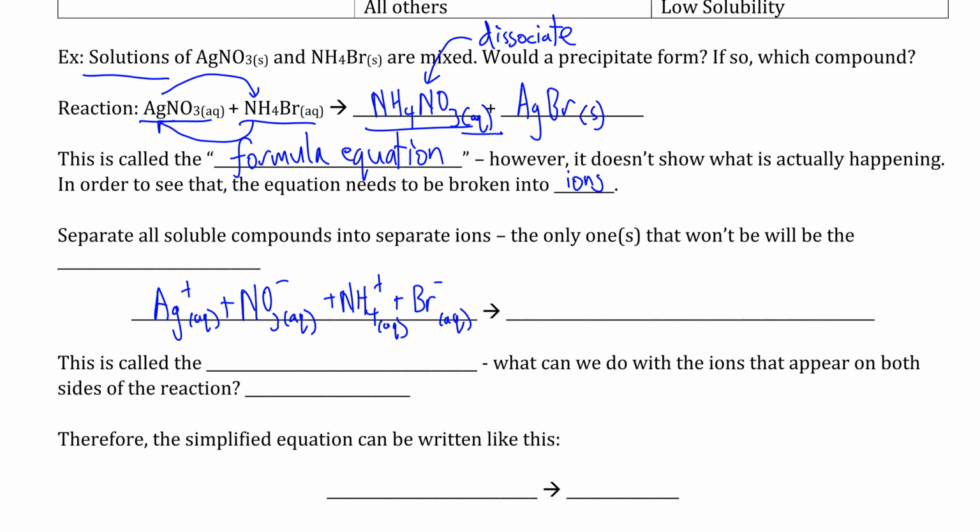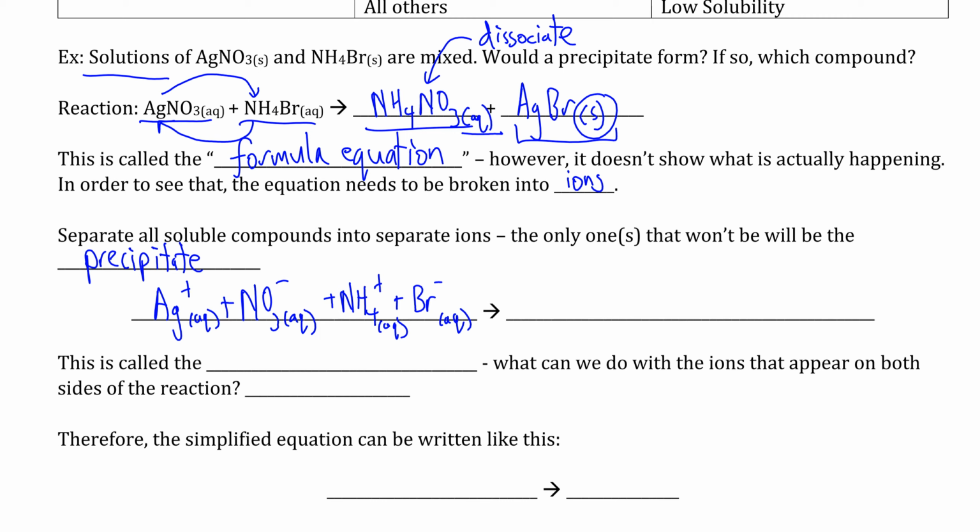Now, this doesn't apply to every single compound. We know that silver bromide dissolves relatively poorly in water. Therefore, the only compounds that are not written as separate ions like this are in the case of precipitates, because again, they do not dissociate completely.